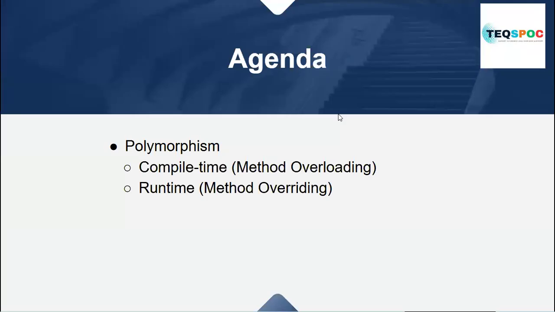So today's class agenda is we will see what is polymorphism, and inside polymorphism there are two types of polymorphism. That is method overloading, which is known as compile time polymorphism, and method overriding, which is known as runtime polymorphism. So today we will cover what is polymorphism.